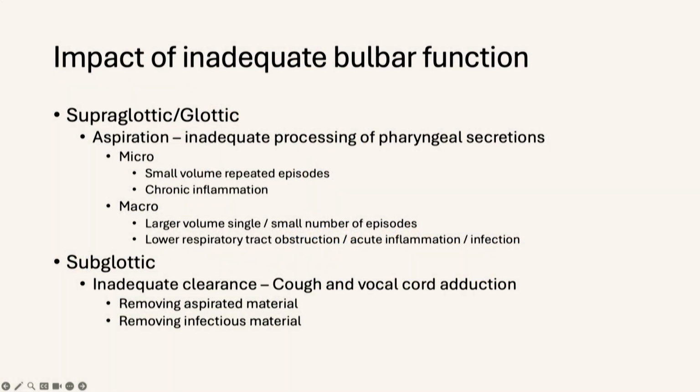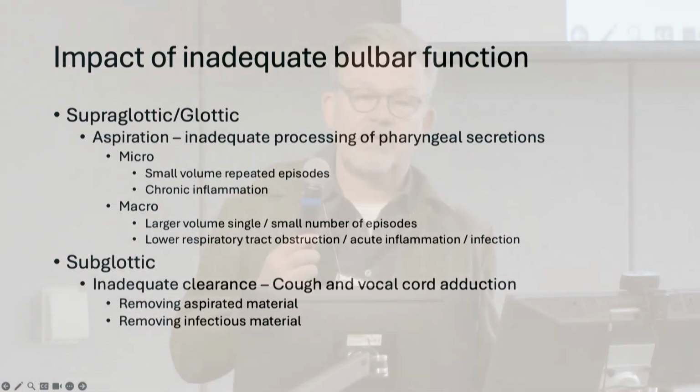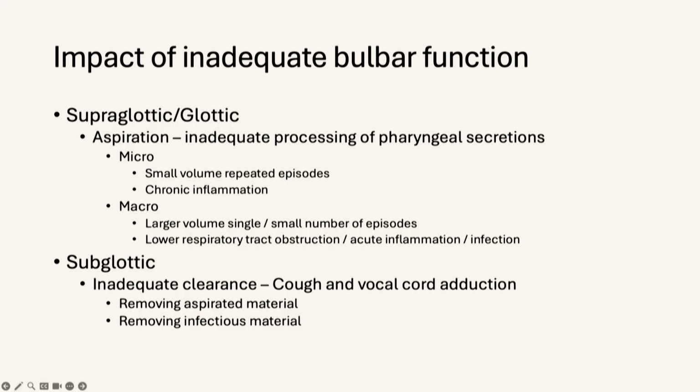So the supraglottis and glottis are obviously where much of this happens. And so we break things down into volumes of aspiration. Microaspiration, as the name would imply, is small volume aspiration. Could be on the milliliter level, but it's happening repeatedly, multiple times, causing chronic inflammation and sometimes interstitial lung disease. And then macro aspiration is larger volumes that can occur in a single episode or a number of small episodes, which can cause acute infection, inflammation, and sometimes lower respiratory tract obstruction.